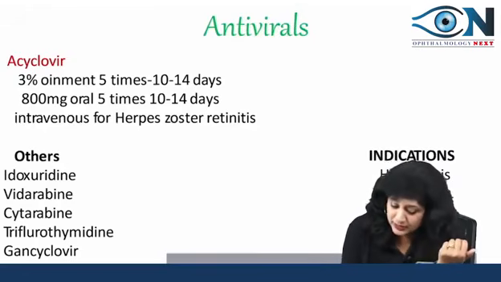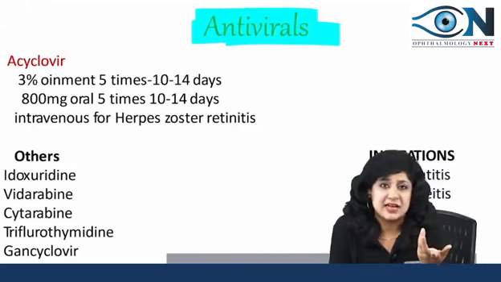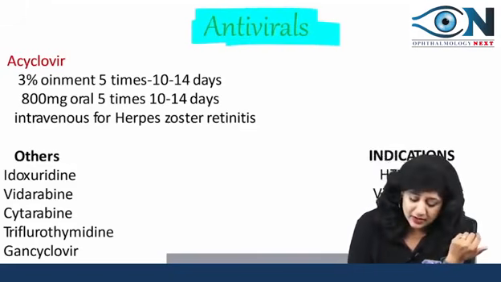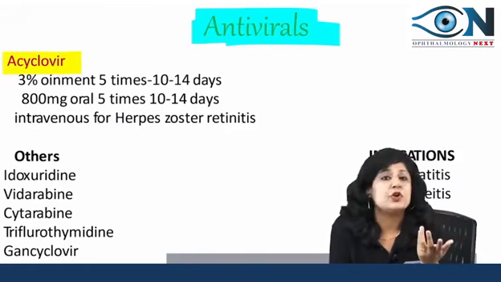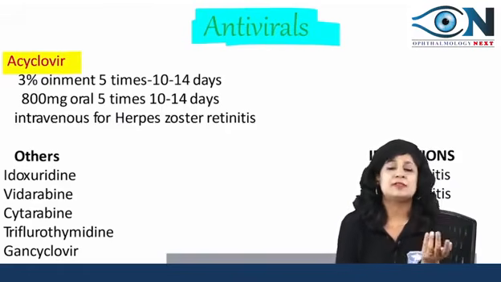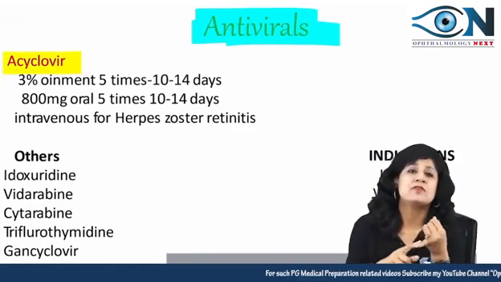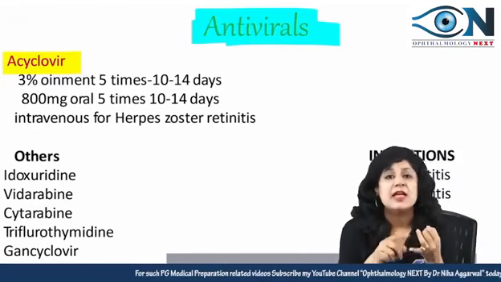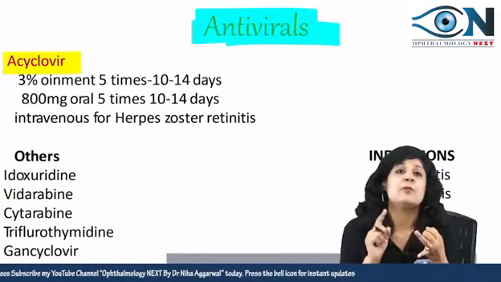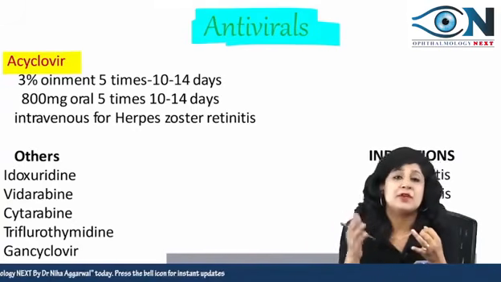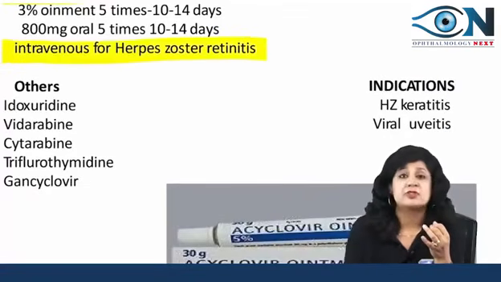Now the second important thing is your antivirals. If I talk about the antivirals, I think you will jump upon acyclovir. This is the most common antiviral that we do discuss, and that is your 3%. So remember your herpes simplex and herpes zoster. For herpes simplex and herpes zoster, topically what we are giving is a 3% medicine 5 times a day. And when it comes to herpes zoster, where I am using the tablet form, it is 800 milligram, again 5 times a day. We can also use intravenous for the herpes zoster retinitis.